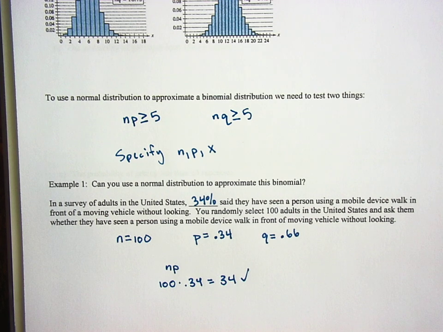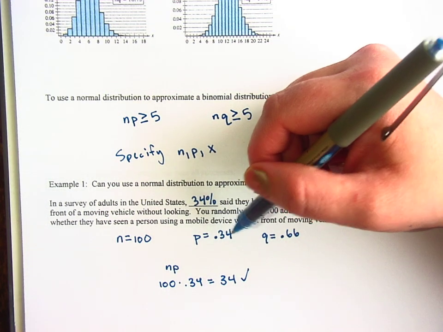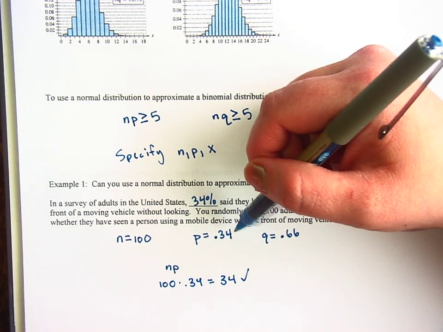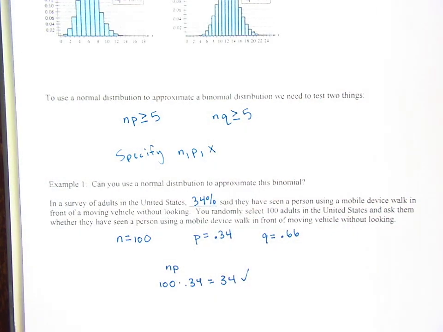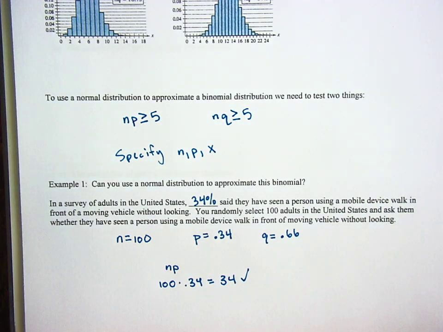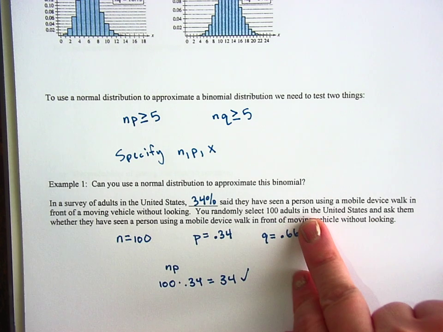However, something to note is that you really only have to test one of them. If you test the smaller one and it doesn't work, then that means it's not going to work. And if you test the smaller one and it does work, then it is definitely going to work. So if you test the smaller one, you should be good.